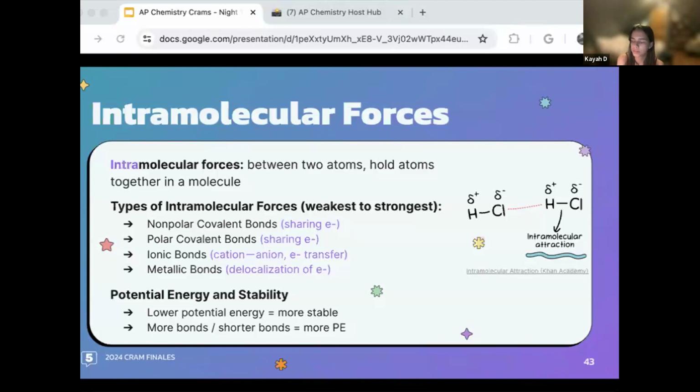You won't ever be asked to find bond length specifically. They may ask you how many bonds exist, and you find that by drawing a Lewis structure. And we'll go more into drawing Lewis structures later.